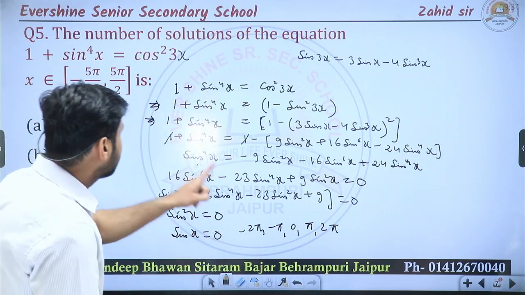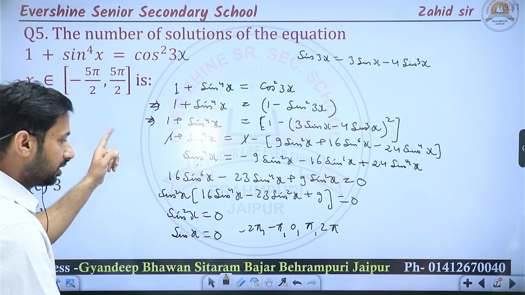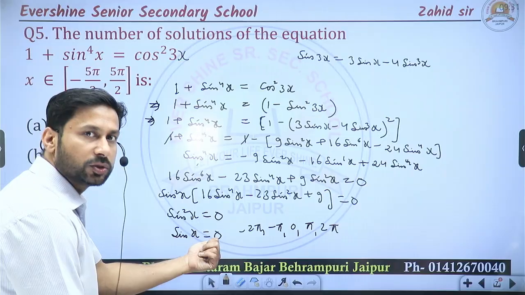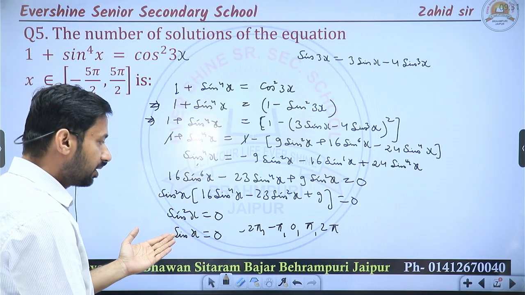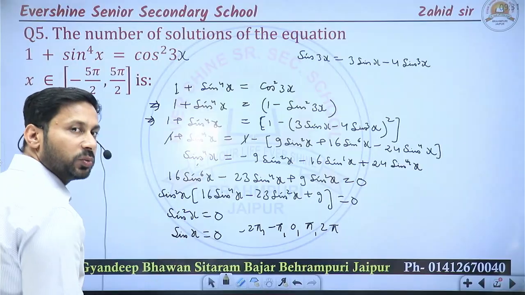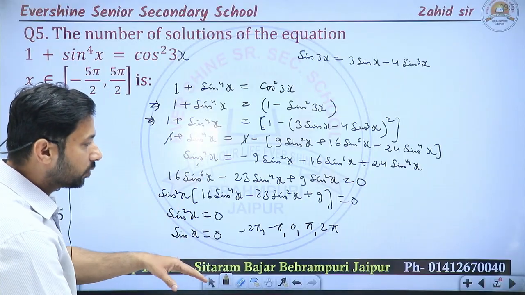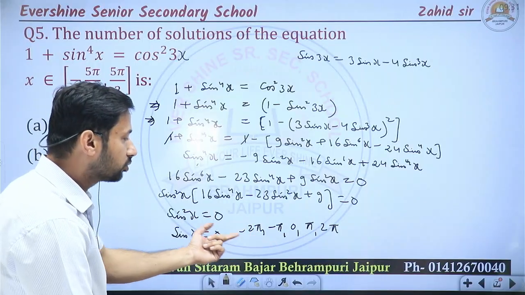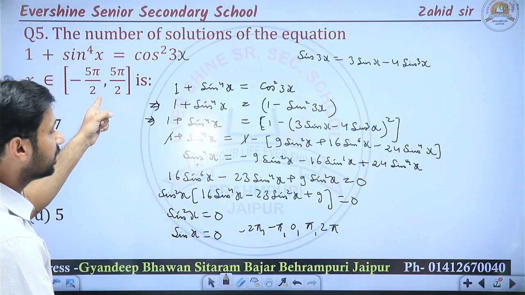These values will lie between the interval, as you can see. If sin x is 0, then x is always equal to n pi. So I can put n equal to 1, 2, 3, and so on. So I'll be getting only these values for the interval.